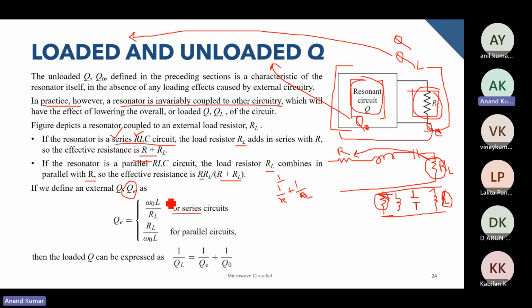Or you can also express this in terms of capacitor. So don't worry, I'll leave this mathematics to you. This is very straightforward, and once you have found out the external quality factor, the loaded Q can be generally expressed as 1 by QL equal to 1 by QE plus 1 by Q naught. And so this is an exercise to verify.